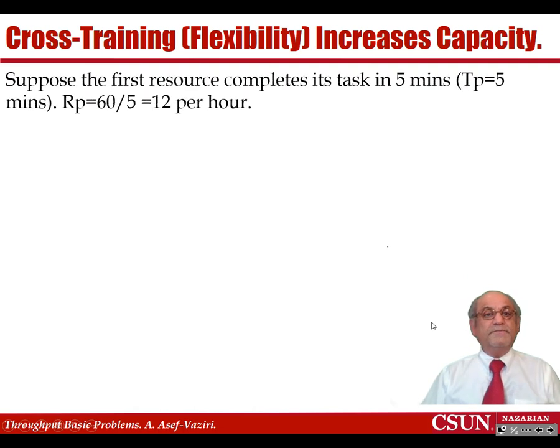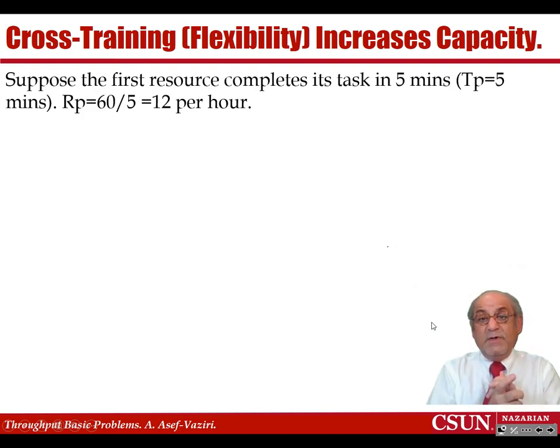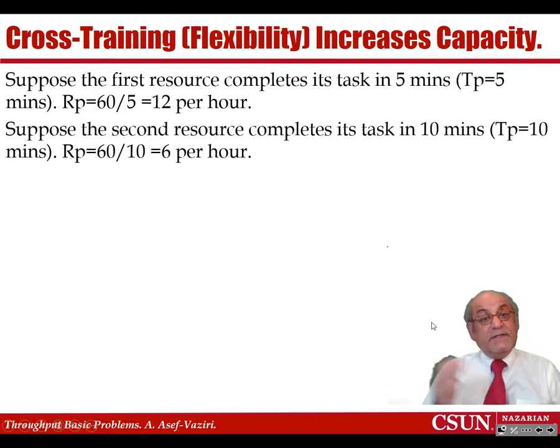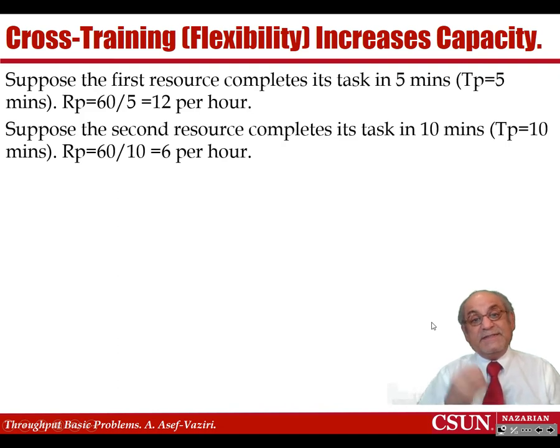Let me give you an example. Suppose we have 2 resources. The first resource is very expert in his or her own work. He can complete each incoming flow unit in 5 minutes. So TP is quite short. Capacity is 12 per hour. The second resource is also expert in its own job. It can handle the job in 10 minutes. It's a different job, more complicated. So the capacity of the second resource is 6 per hour. We have 2 resources. They both work excellently. They are perfect in their own job, and capacity of the system is 6 per hour because capacity of the bottleneck is 6 per hour.